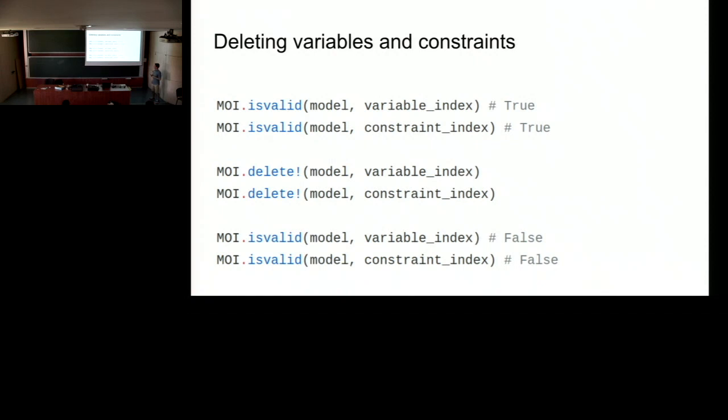As I mentioned, you can delete variables. We have a function called isValid to check if an index is valid. If you've just created these indices, they should be valid. Then you can delete them from the model, and they won't be valid after that. This is pretty simple, but it has been missing from JuMP for quite a while.